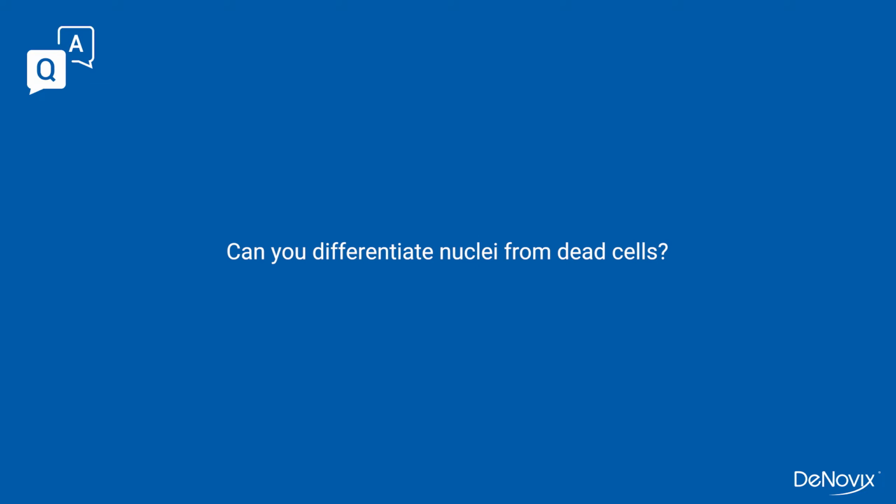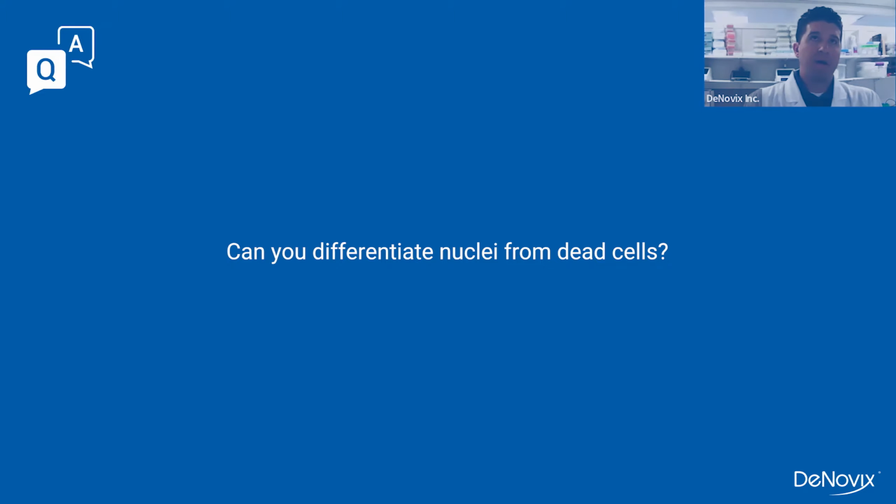Can you differentiate nuclei from dead cells? No, we cannot by AOPI. We can via size. So the dead cell would be a lot larger than an extracted nucleus. But it's also highly unlikely that a cell that is dead made it all the way through the extraction process and didn't, I guess, lyse the nucleus out. So there's a statistically low chance that a lot of dead cells made it all the way through the washing, all the filtration.